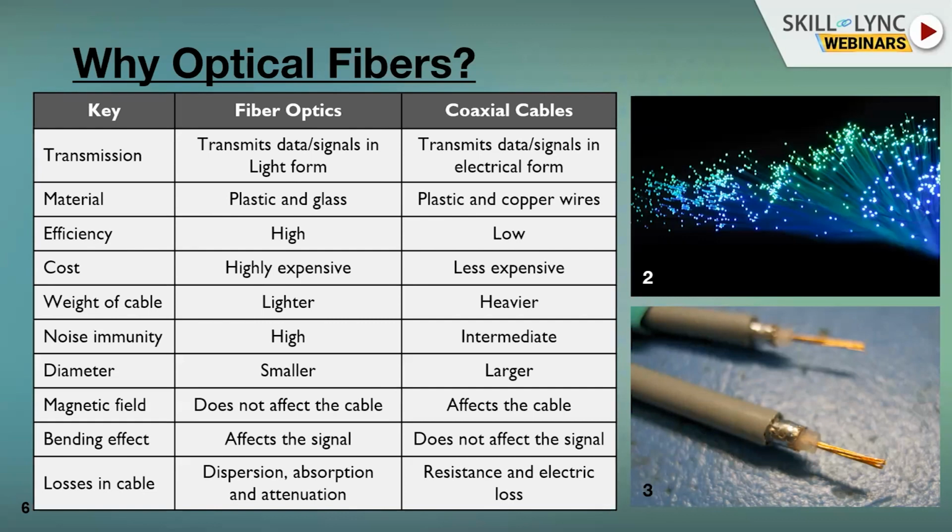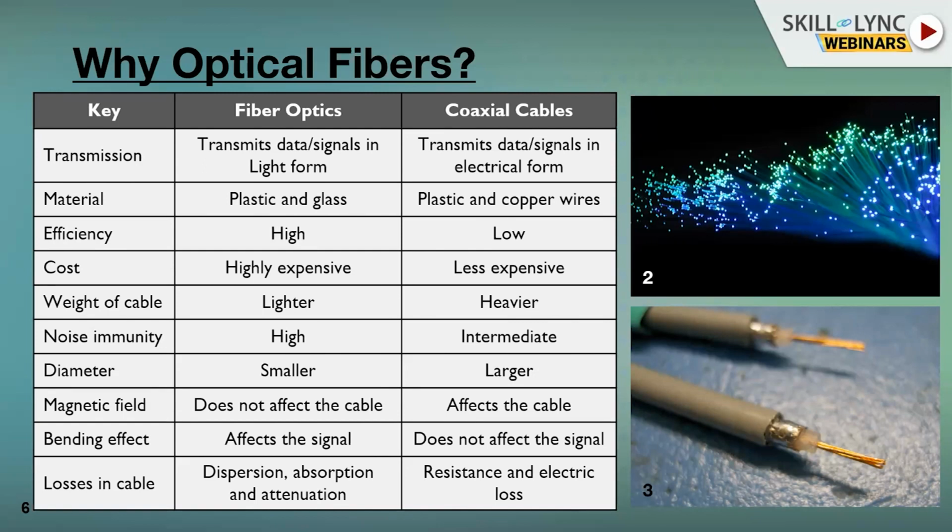So you can actually bend that metal cable. Even if you bend it, nothing will happen. Whereas the issue with fiber optic is that when you bend it, it might break. That actually affects the signal. The material we use in fiber optics is just plastic and glass, so when you bend it, it will break. Whereas in normal coaxial cables, plastic and copper wires are used. That's the reason that even if you bend it, there is no issue.